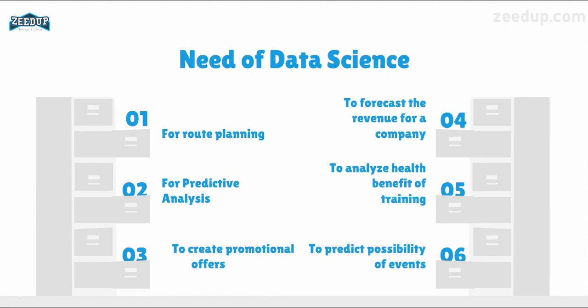Next is to predict the possibility of events. Now there are many events whose possibility you can predict, like whether a particular event will occur or not. A very common example we can take is if you visit a website that is selling something, or you are trying to bid for something, right? If you are trying to register in an auction, then there is a possibility that you will bid for that particular item or you will not bid for that particular item. So this is a possibility of an event that could also be predicted with the help of data science.